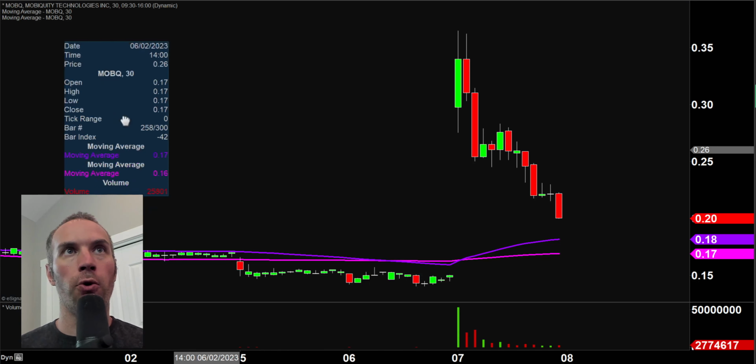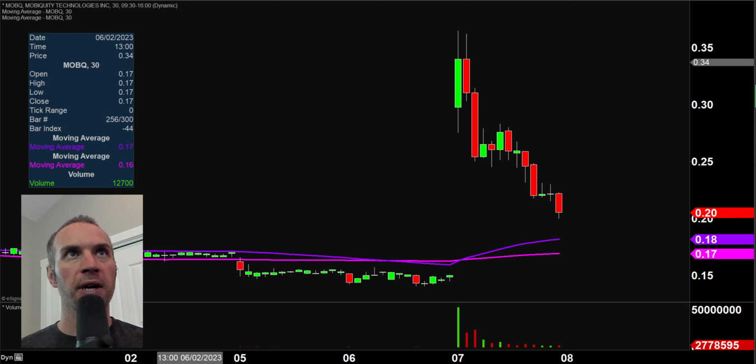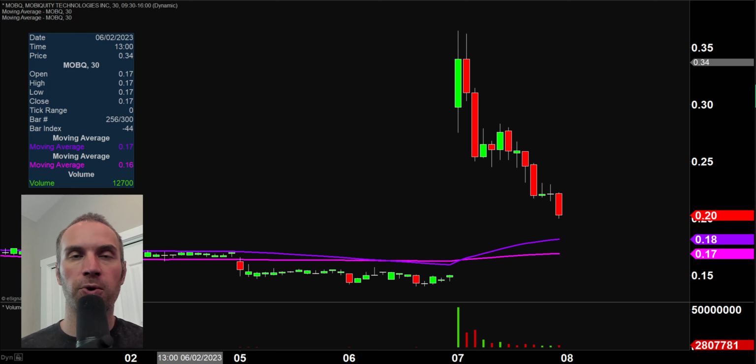Next one here, MOBQ, and there's no doubt about it. This is one ugly, ugly looking chart. To think that at one point the price was up here, and I mean, true story, poor souls were buying up there, and then have it just drop and drop and drop. So very ugly, but you longtime viewers know what I'm going to say next. There can be opportunity in the ugly.